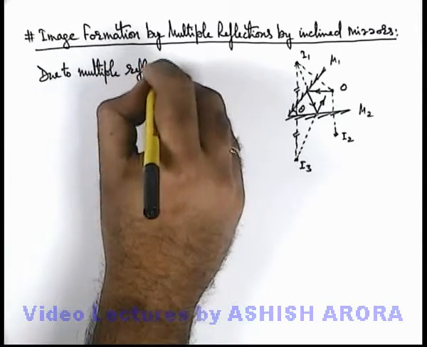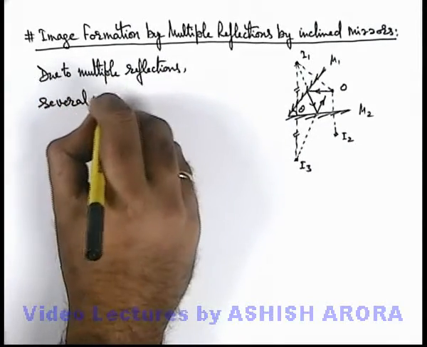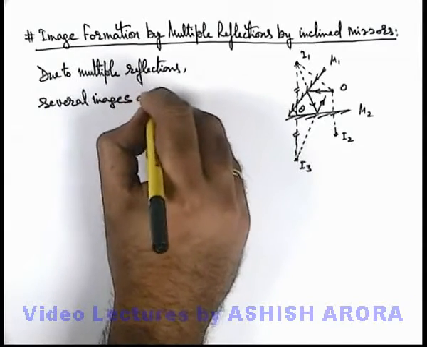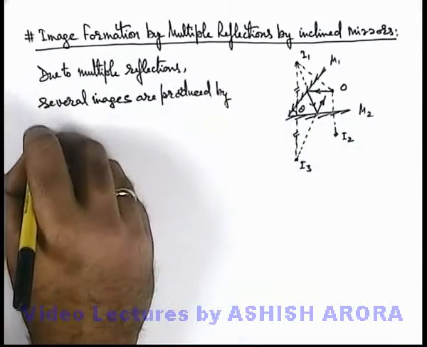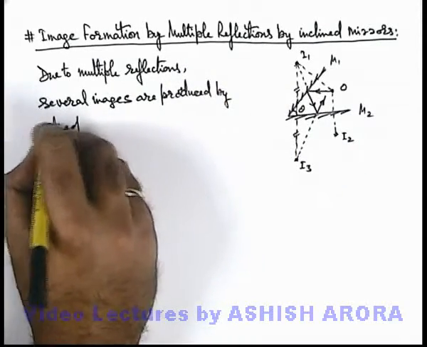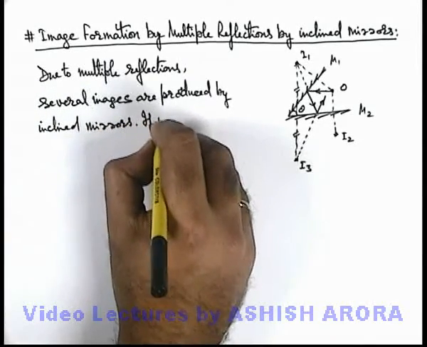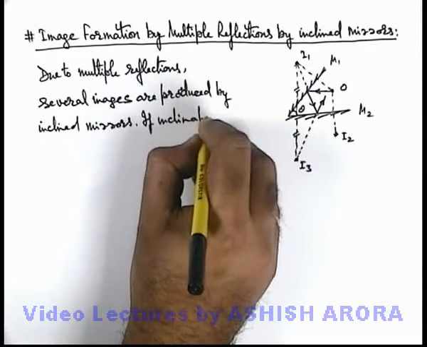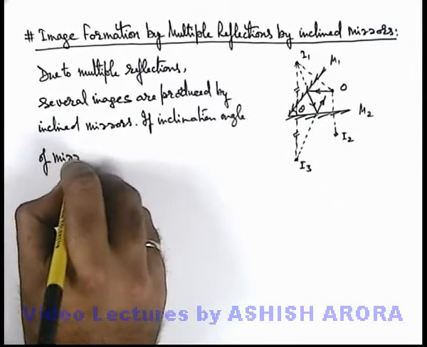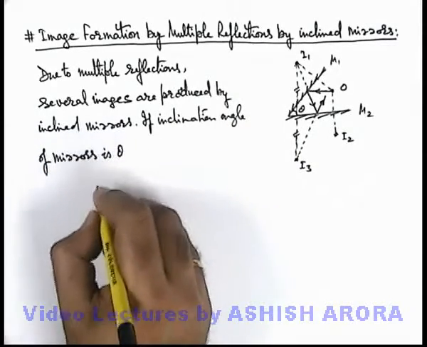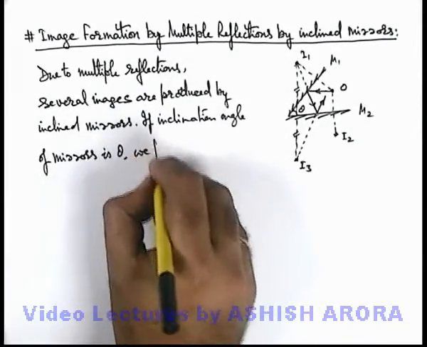due to multiple reflections, several images are produced by inclined mirrors, if the inclination angle of the mirrors is theta.